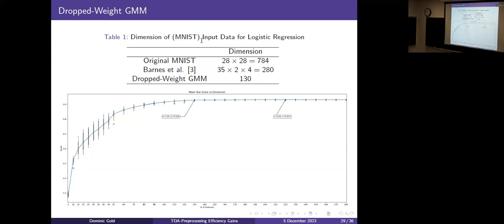So let me give a little bit of insight into what we were thinking. If you think about the original MNIST data set, it's 28 by 28, so 784 dimensions. Then what Barnes et al. did in their TDA comparison paper was they did GMM, so 35 Gaussians times 2 dimensions, H0 and H1, counting the number of connected components and holes respectively. And then they swept the image in 4 directions to get all possible features. That's why there's a times 4 factor, that's 280, right?